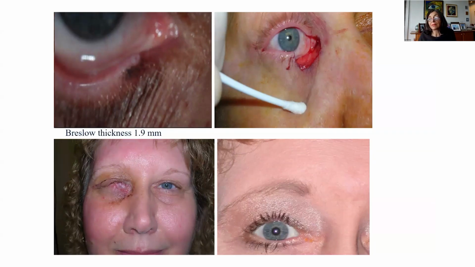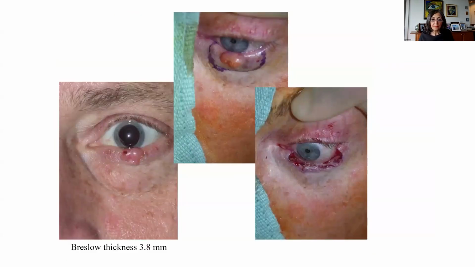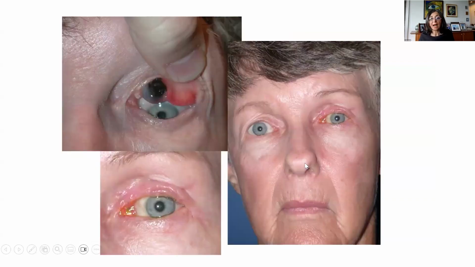We can later consider some type of CDCR if she's really bothered by excessive tearing, but usually I don't do that primarily, and many patients don't require that. Here happens to be an amelanotic melanoma nodule. This is a melanoma. We've marked the safety margins. This is the wide excision, the defect, and then it's repaired with a Hughes flap.